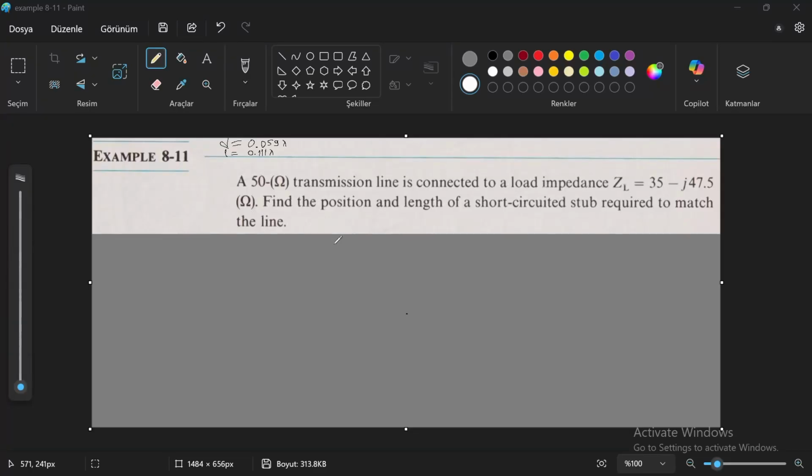Example 8.11. A 50 ohm transmission line is connected to a load impedance, Z load, given here. Then find the position and length of a short-circuited stub required to match the line. Let me try to draw the circuit so we can understand it better, hopefully.